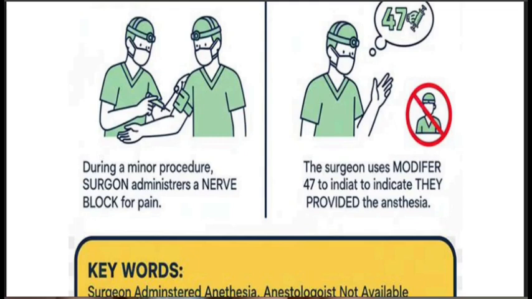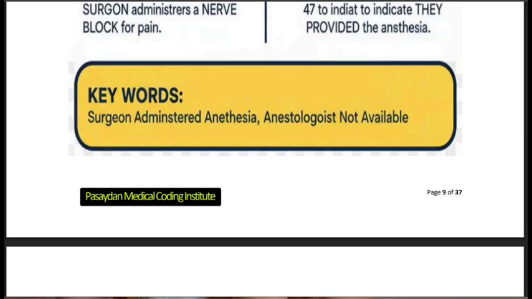Example: in a minor surgery, the surgeon administers a nerve block for the pain. The surgeon uses the modifier 47 to indicate they provided the anesthesia. Keyword: administer anesthesia, anesthesiologist is not available. So, anesthesia administered by the surgeon.